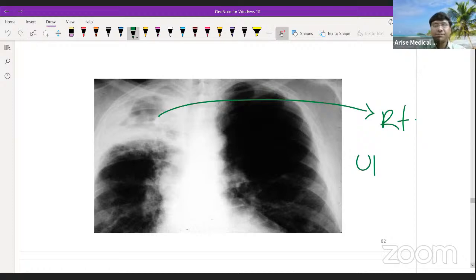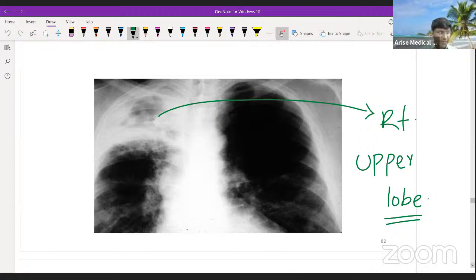Any one of you, please. Which particular organism will cause right upper lobe consolidation?